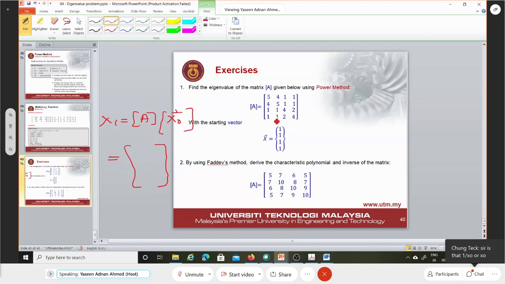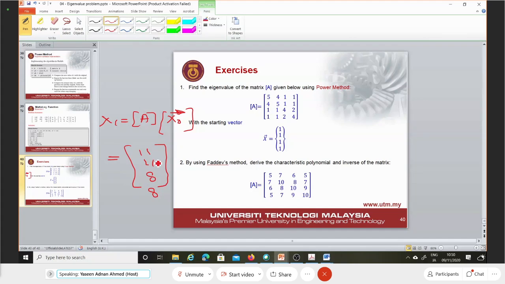Where is the 1 over x? This one is A multiplied by x, not 1 over, it is a vector. Don't believe what I write, just believe what I say. Sometimes it's difficult to write on the digital board. So you will have 11, 11, 8, 8.